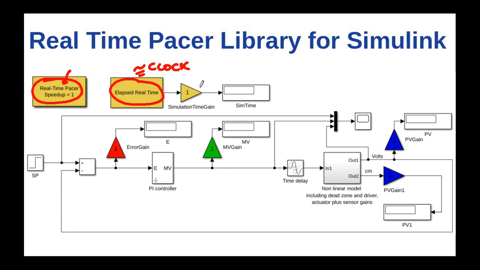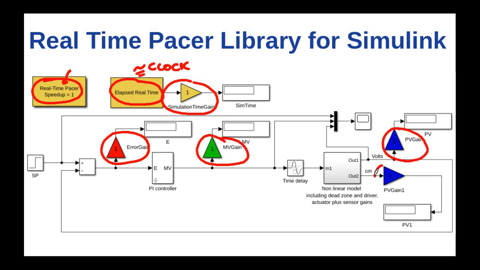As you can see, for further applications, I have put a gain in all those variables that are so interesting to me. First of all, the simulation time, then the error, the manipulated variable, and the process variable, both in volts and in centimeters. Because this is the feedback digital control loop of a two-tank system.